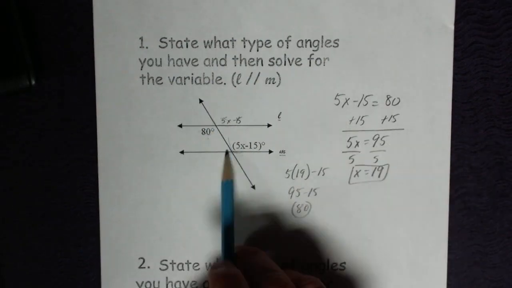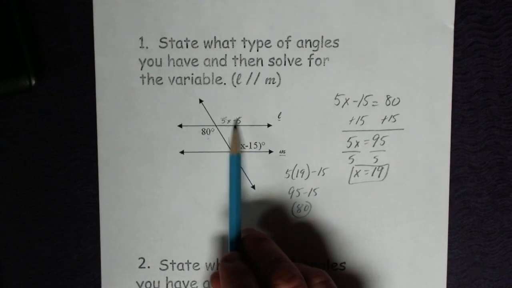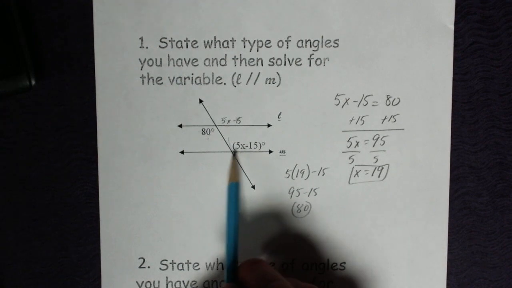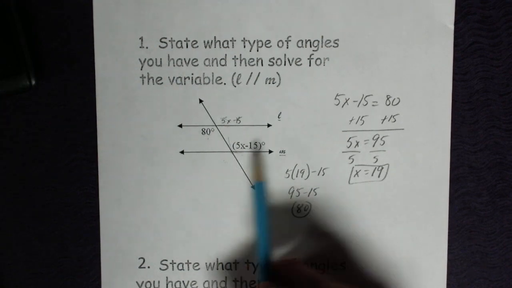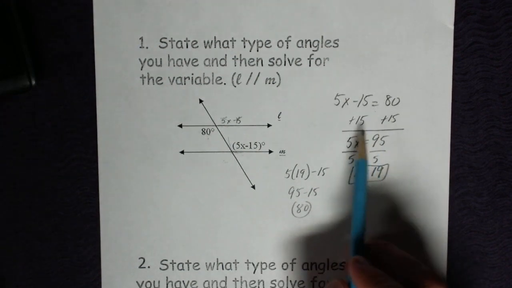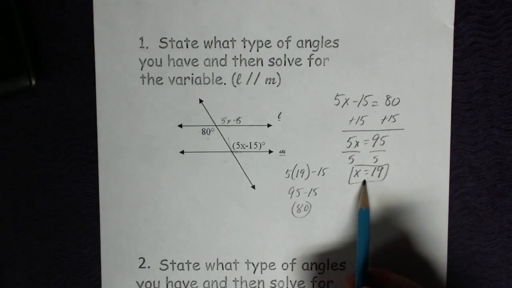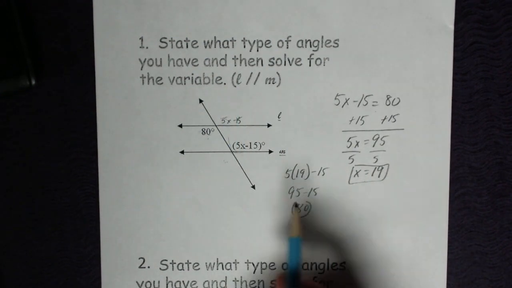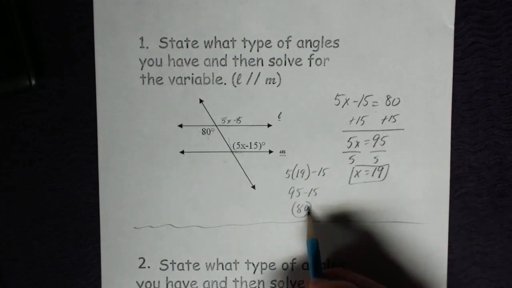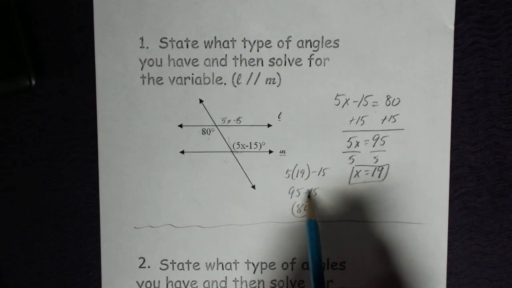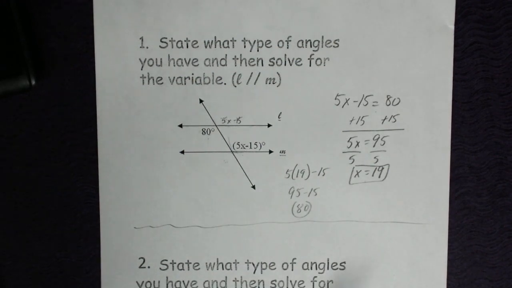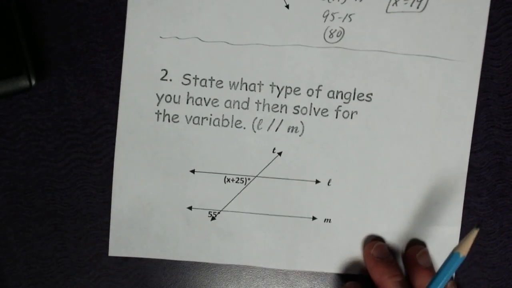So the first thing we did is said this is corresponding, the 80 right here. Our knowledge of vertical angles means they're equal. So we just set them equal to each other, solve for x, which is what the question's asking for. But then I checked myself here, and I got 80, got 80, and those vertical angles, those 80s equal each other. So that's situation number one. Let's go to number two.